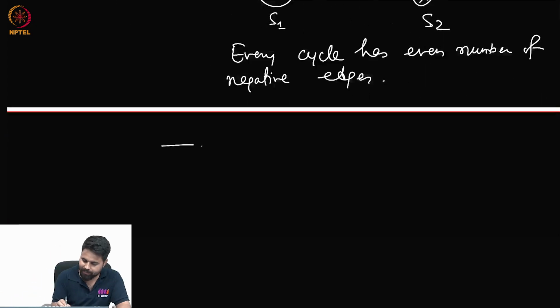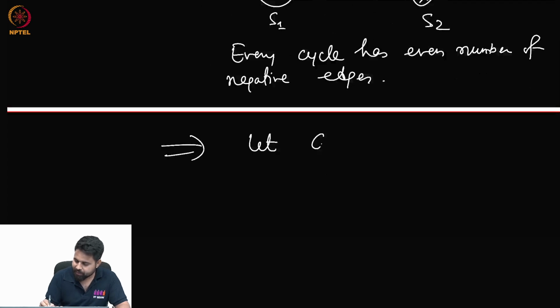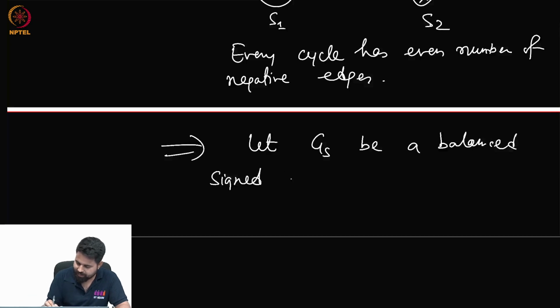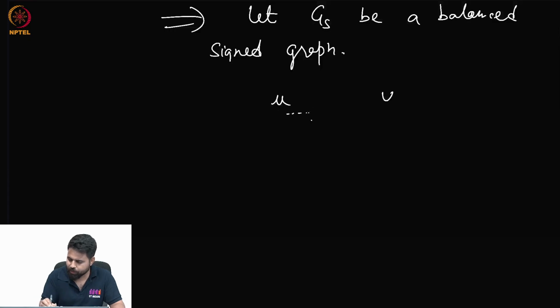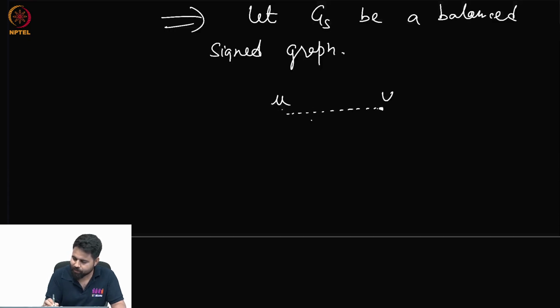Now assume that G_S is a balanced signed graph. How can we actually prove this case? We will prove it using a construction. Suppose U and V are some vertices having a negative edge. What you do is, all the neighbors of U with which U has a positive edge, you put all these vertices in set S1.